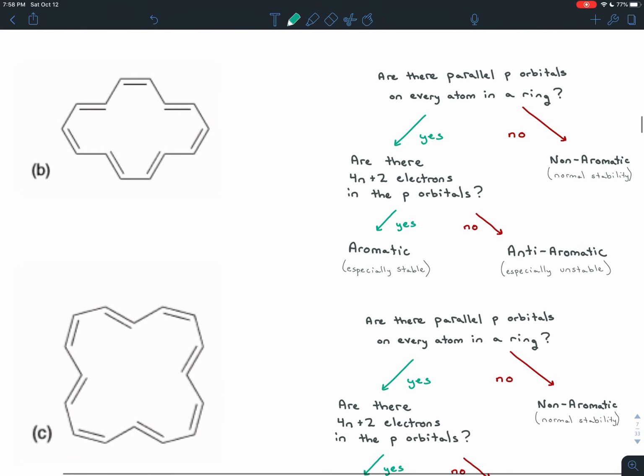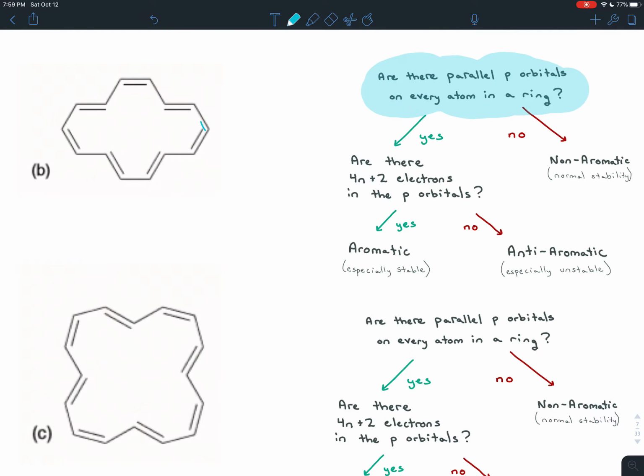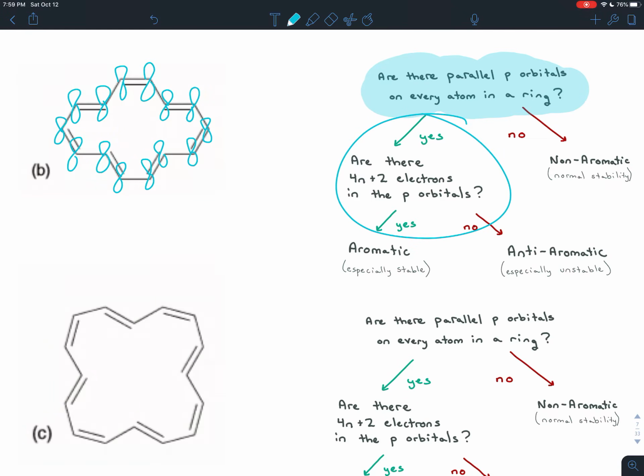Go through the same process with this next one. First question, are there parallel p orbitals on every atom in the ring, all the way around the ring? Because of the conjugated pi system, we do have parallel p orbitals on every single atom in this ring. Each of the pi bonds requires two parallel p orbitals on each of the carbons, and you can see that means every single one of those carbons has parallel p orbitals on it. So yes.